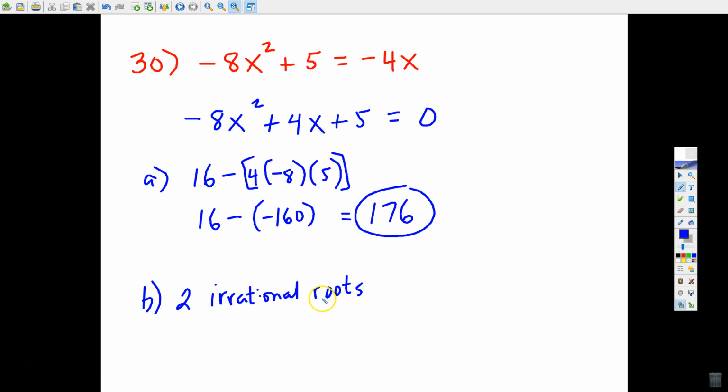Okay, and that's it. Those are the only 2 parts that I'm going to require. So I hope that helps you with the rest of the problems you have to do. If you have any questions, you're welcome to email me or come see me in academic support.